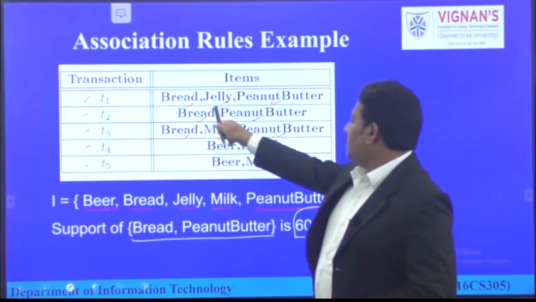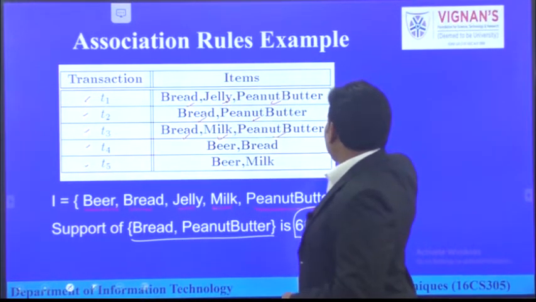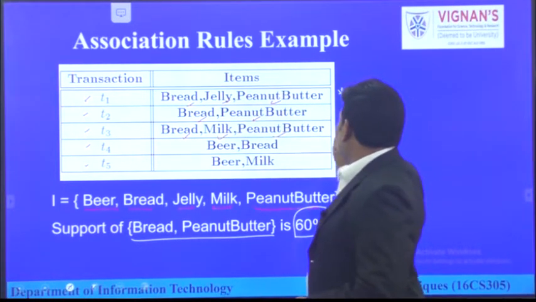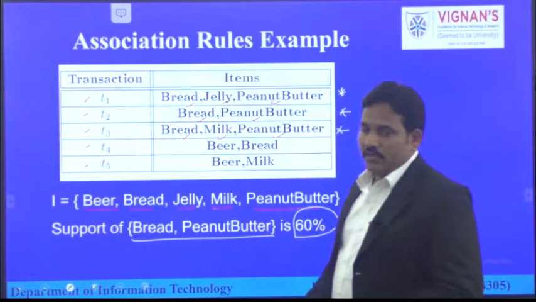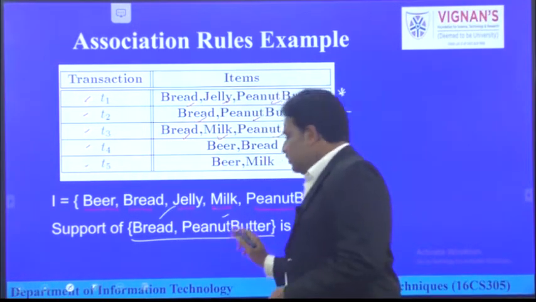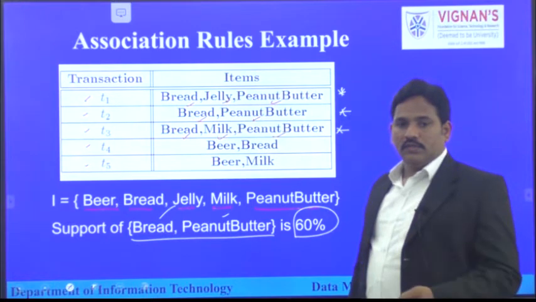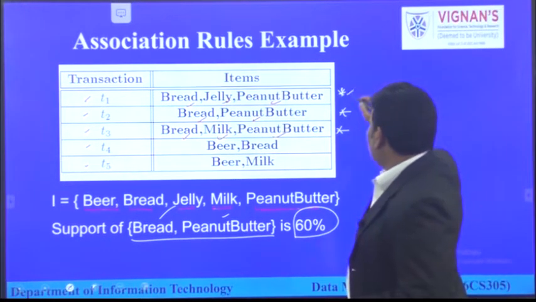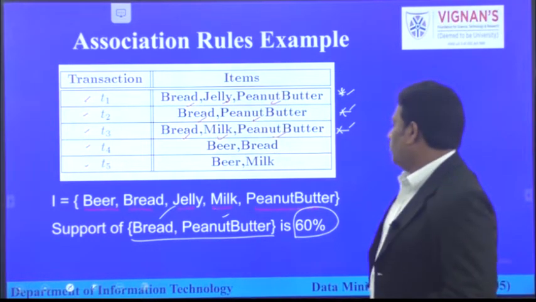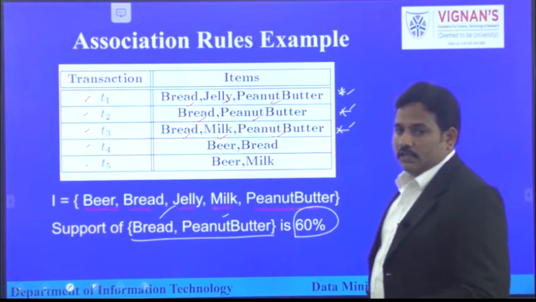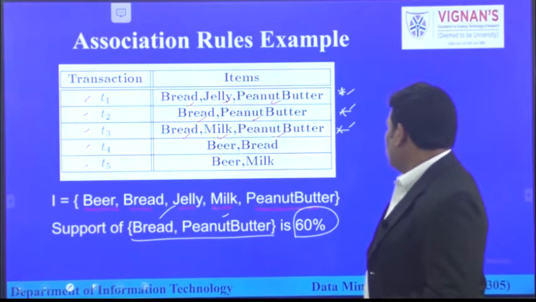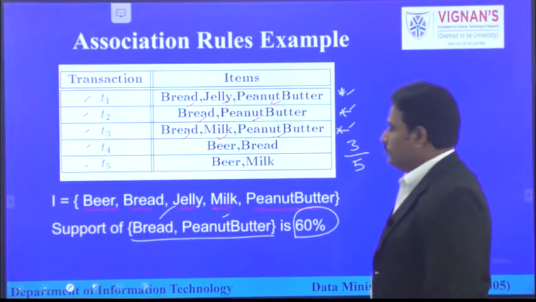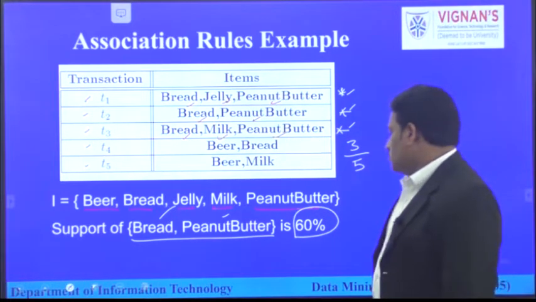Here bread and peanut butter is repeated in transaction 1. Here it is repeated, here it is repeated. In the third one also it was repeated. That means in how many transactions the two items, bread and peanut butter, were purchased together. So we have 3 transactions out of 5 transactions. So 3 divided by 5, we will get 60%.